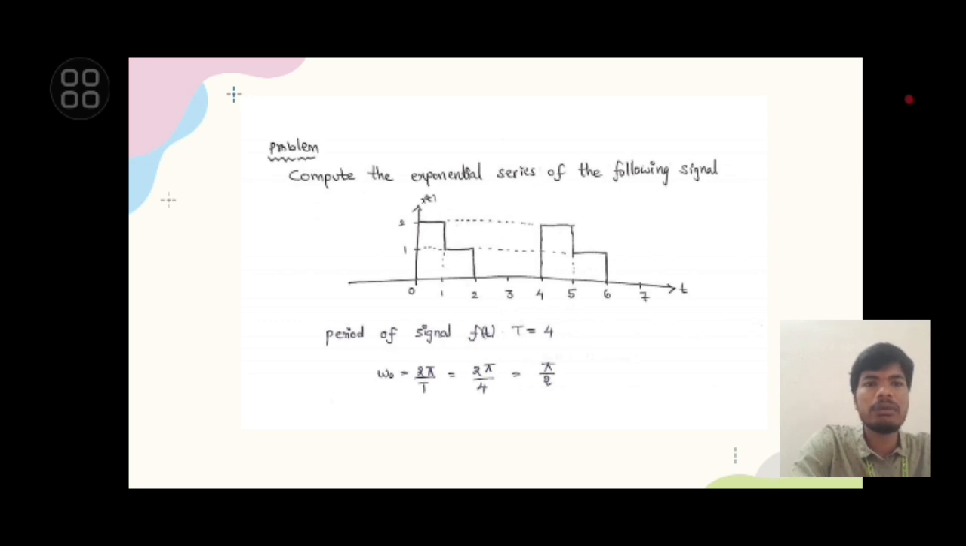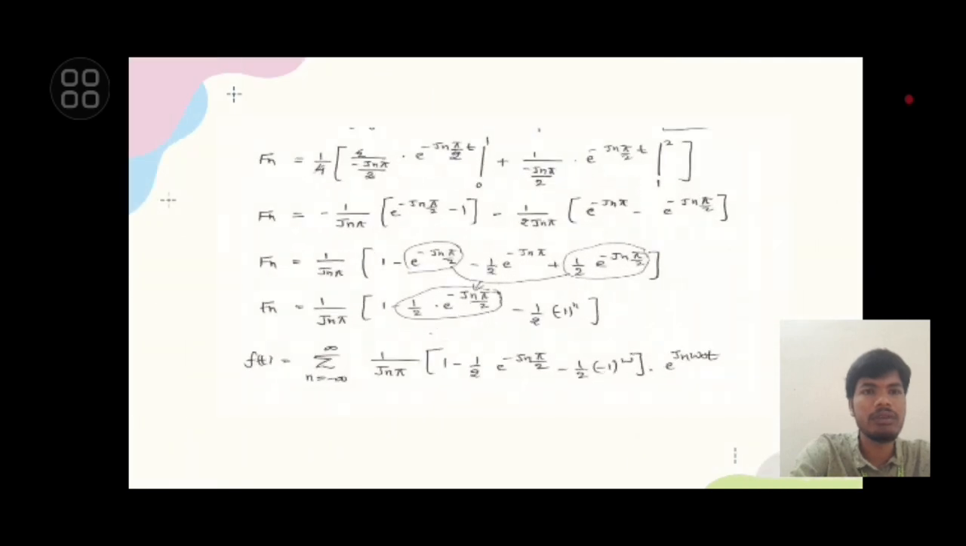We will do a problem related to exponential Fourier series. Compute the exponential Fourier series for the following signal. Here they gave the signal, a periodic signal, f of t equals t. Period of signal f of t equals 4, omega naught equals 2 pi by T. So here capital T is 4. So 2 pi by 4 will cancel out, we will get pi by 2. F n equals 1.